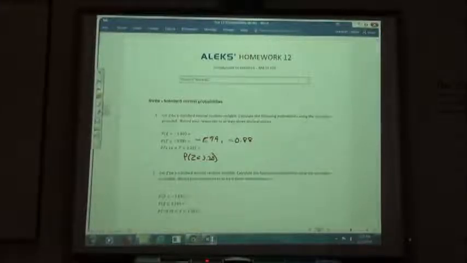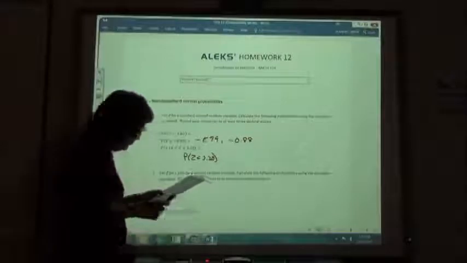Are you looking at the positive or the negative side? Flip it over to the other side. We need the positive one, right? Positive 2.20. 0.9783.